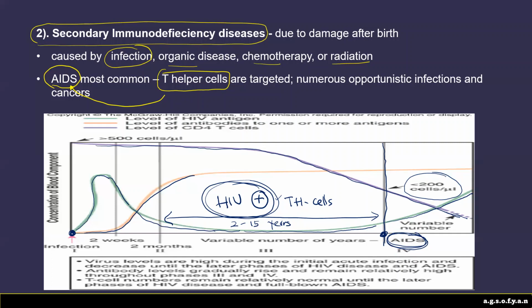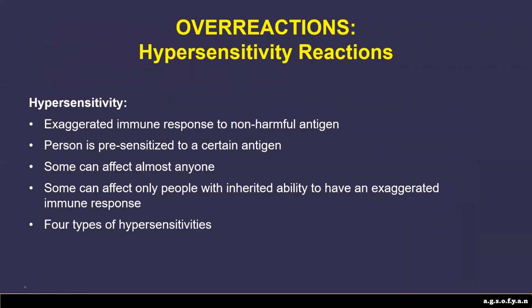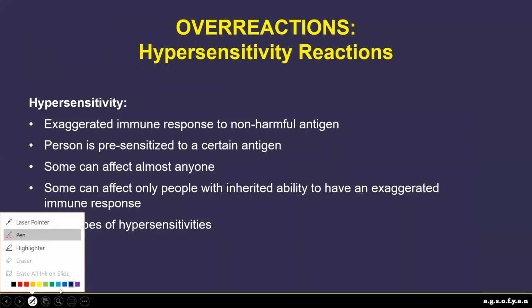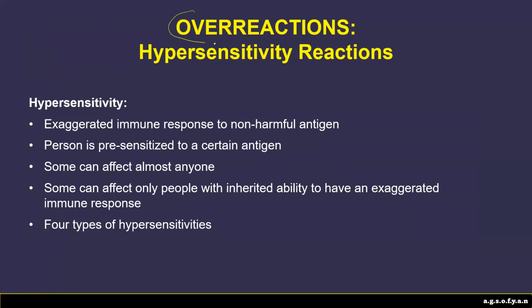Okay, so this is secondary immunodeficiency. Now we go to the second type of disorder, which is overreaction. Our immune system is really overreactive to an antigen that is not a problem to us. It will not cause disease to us, but still our immune system tries to remove them, tries to attack them. So this is overreactive.